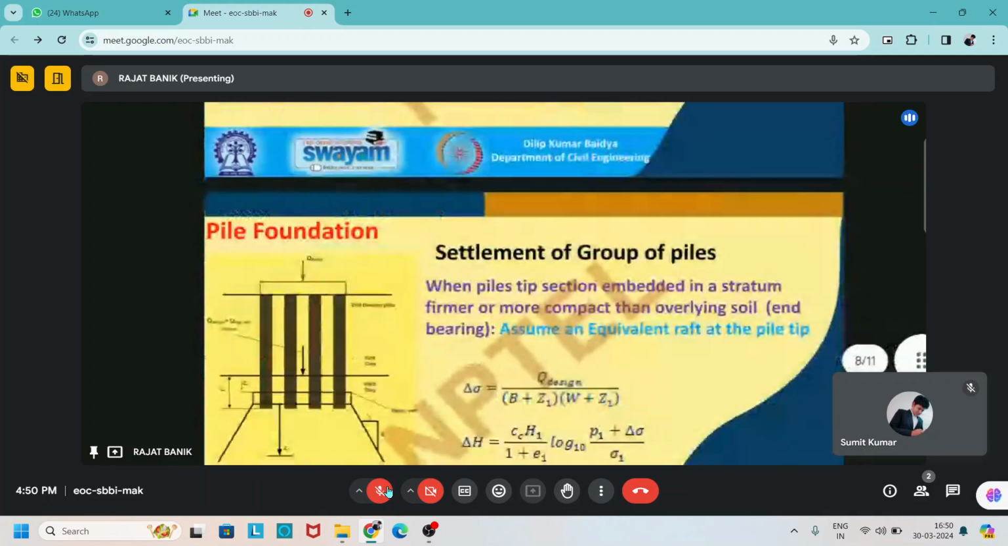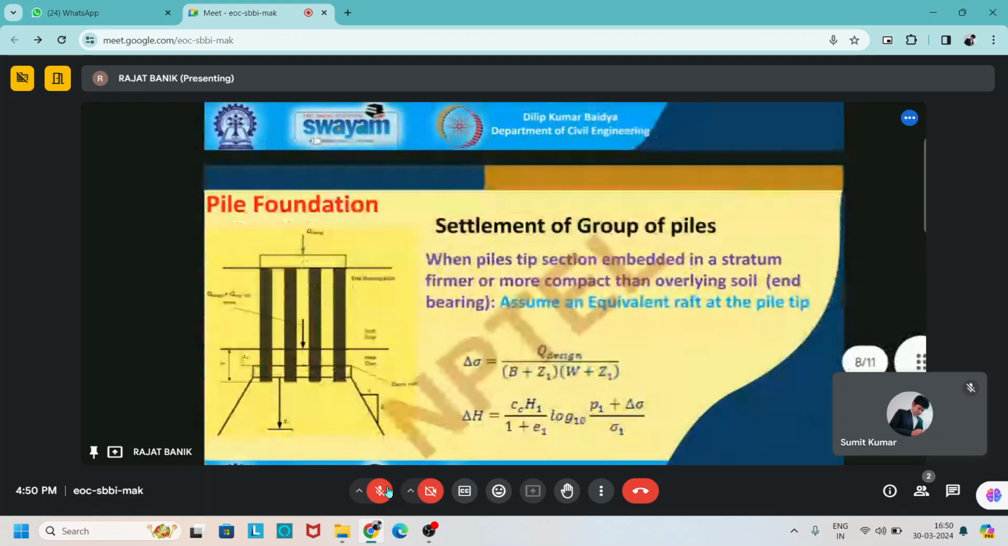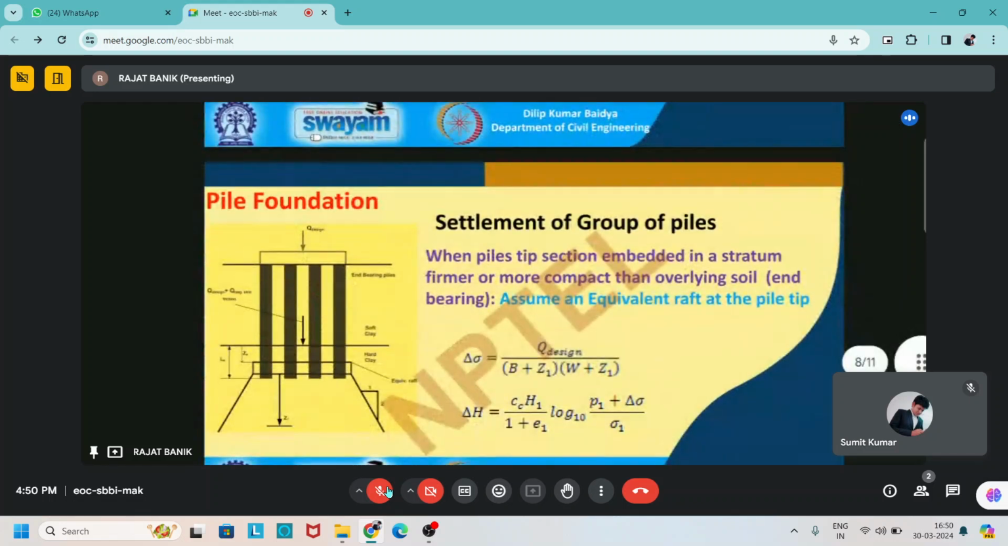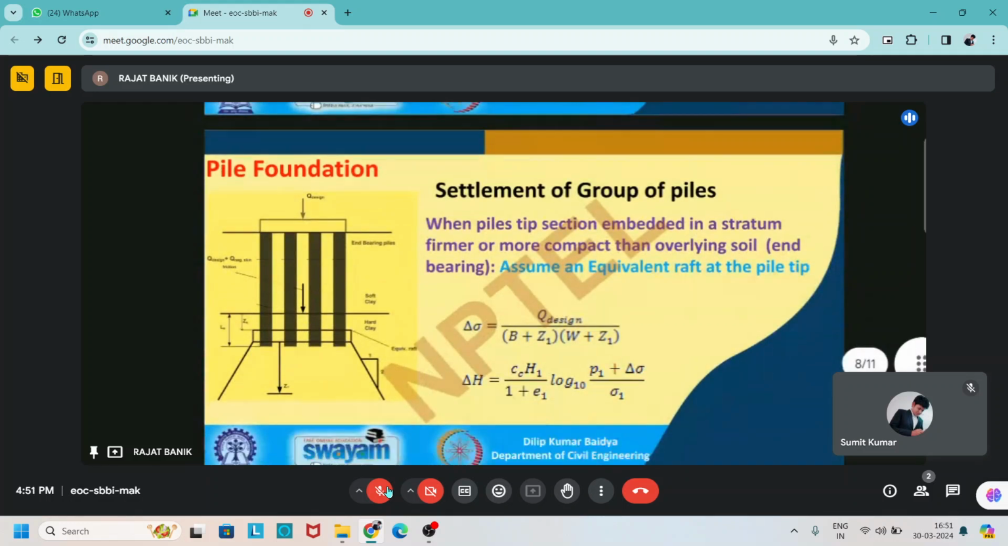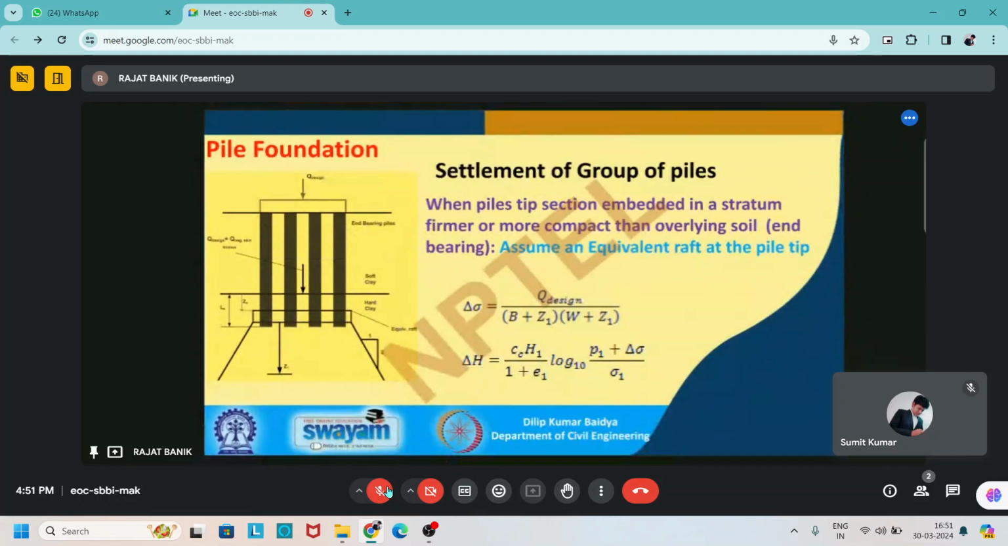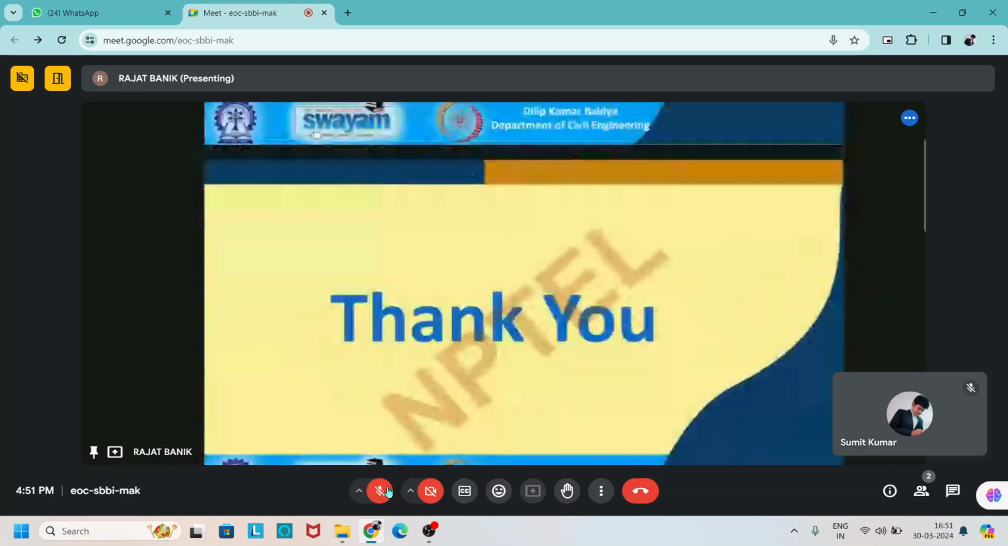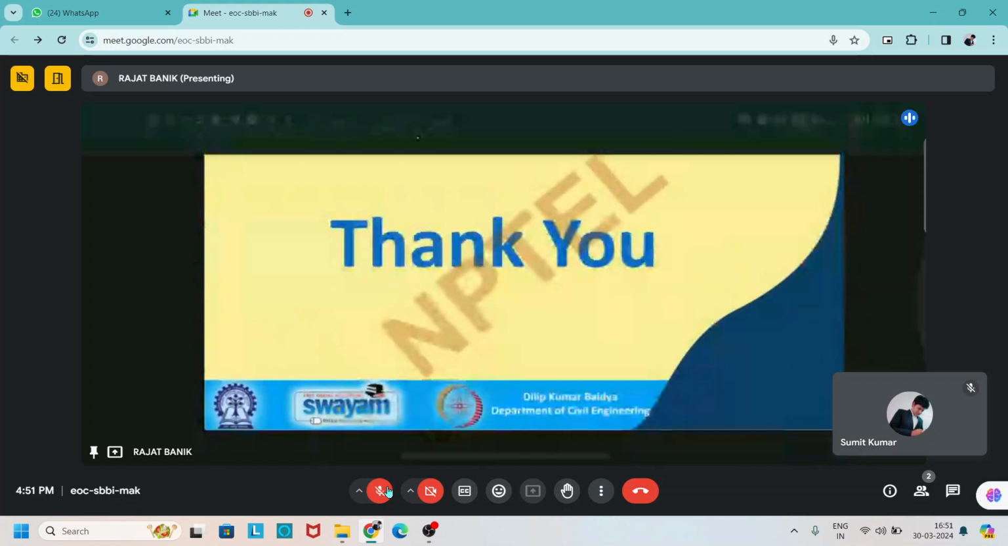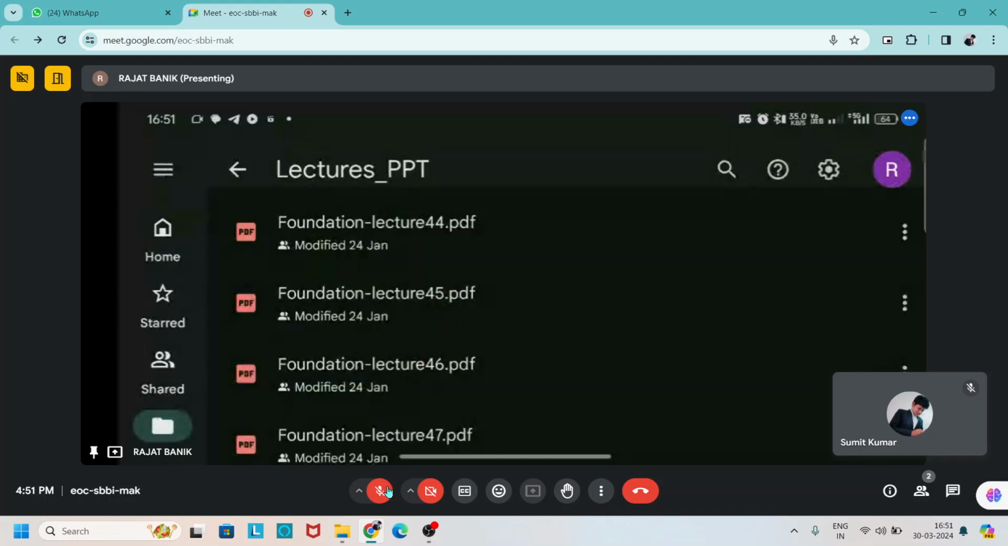But if you use this arrangement in firmer strata or more compact strata, then this equivalent raft is at the pile tip. And the formula is the same. That means the whole calculation is done from the pile tip. So I think the previous classes' discussion has covered this.